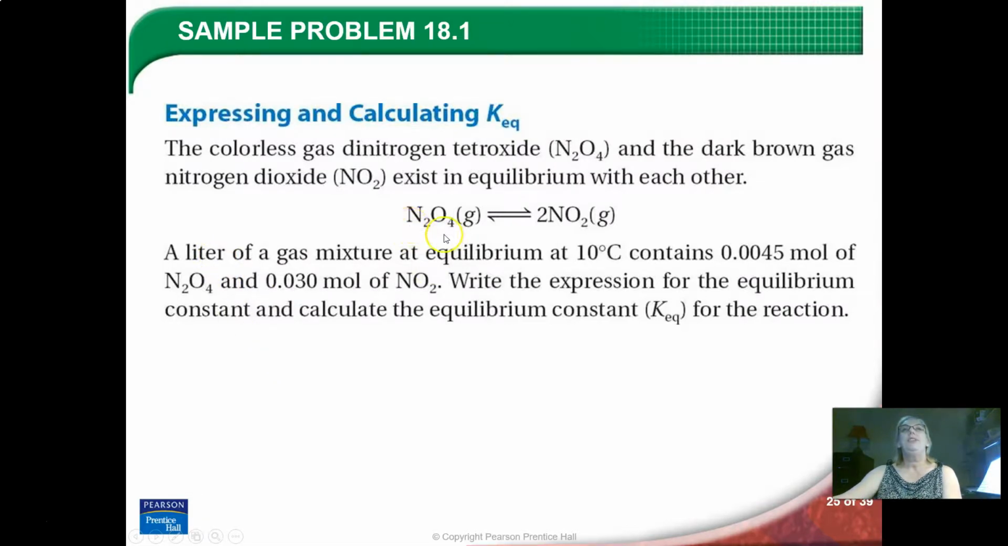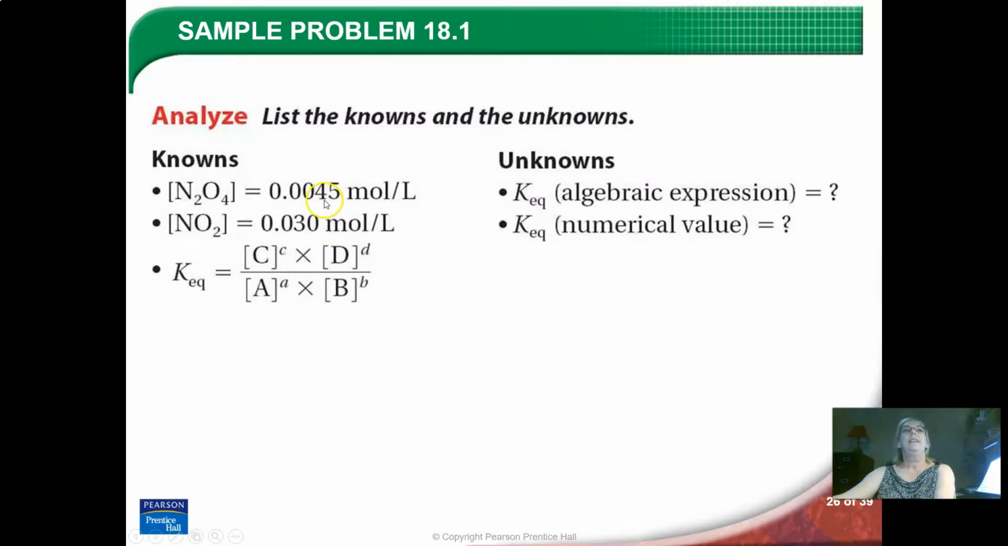This is balanced, so we have 2 N's, 4 O's, 2 times 2 is 4 O's. So it's all set up, ready to go. We need to balance this before we start, and we're good. Now we need to figure out the KEQ. So we're going to use the numbers they gave us, that many moles per liter, that many moles per liter, and we want to find KEQ.